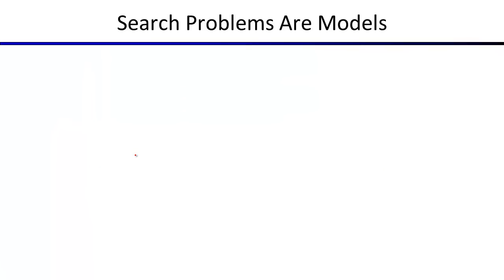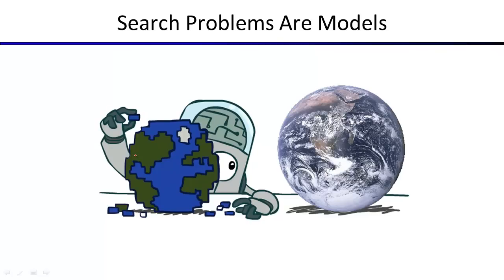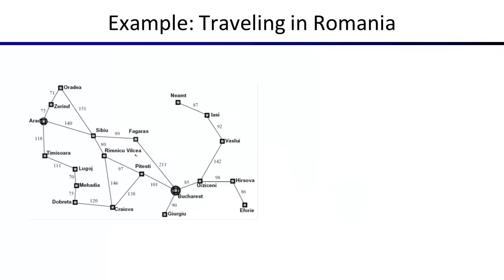Okay, so search problems tend to be just models, that is approximations of the real world. So let's look at some examples. Here's a pathing problem that you might encounter in the real world. Let's say you are in Romania, and you are in the city of Arad, and you need to get to the airport, which happens to be in Bucharest, over here. And you now want to find, let's say, a path that gets you from Arad to Bucharest.